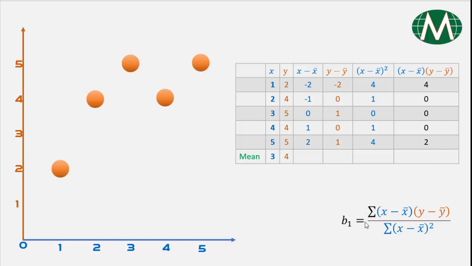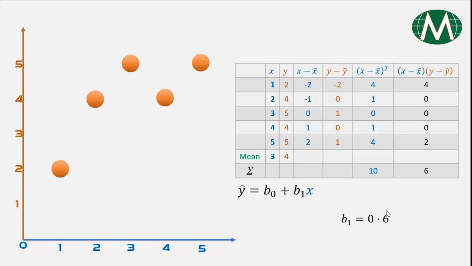The symbol this, which is called summation, is basically the sum of the column. So the sum of this column is 10, and the sum of this column is 6. Now we are going to plug these values into this formula, which will give us b1, that is the slope of the regression line. So the slope of the regression line is 6 over 10, which is 0.6.